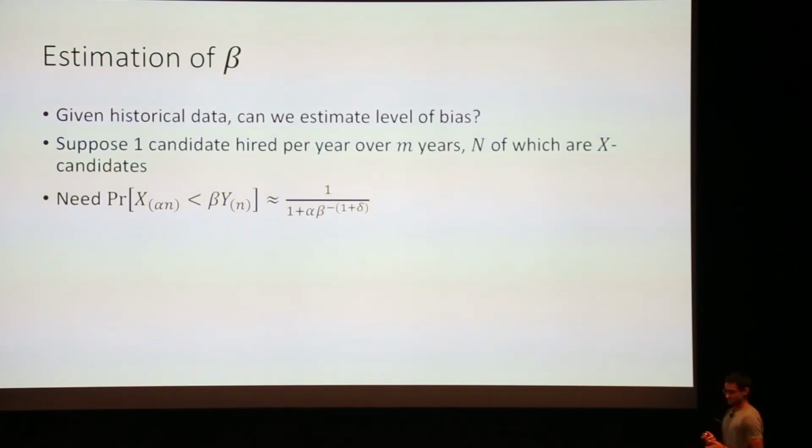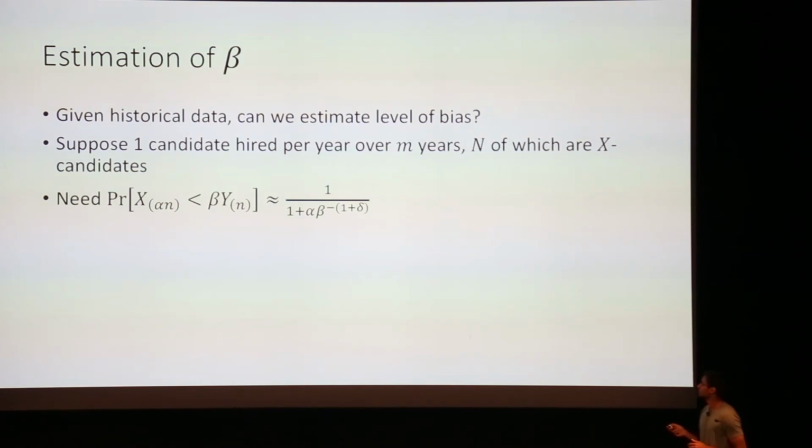And the final little piece I want to show you is that techniques like this can actually be used to estimate from historical data how biased you actually are. So let's say I'm in a setting where every year I've hired one person. I'm not using the Rooney rule or anything here. I'm just hiring whoever I want to. So what we can do is use our techniques to show exactly what the probability is that you hire an X candidate, given that you have some certain level of bias.